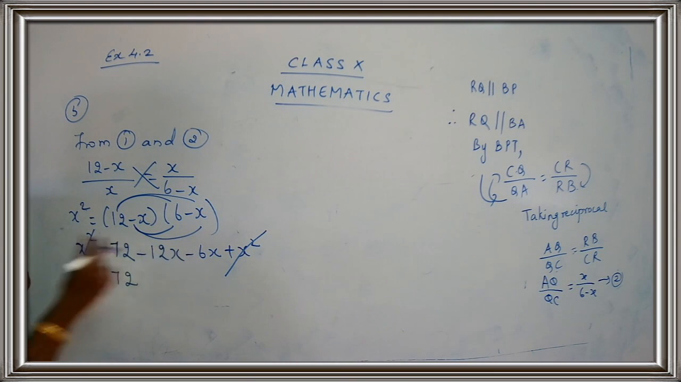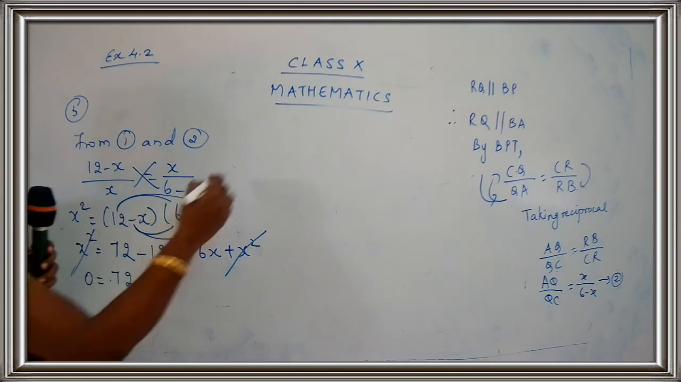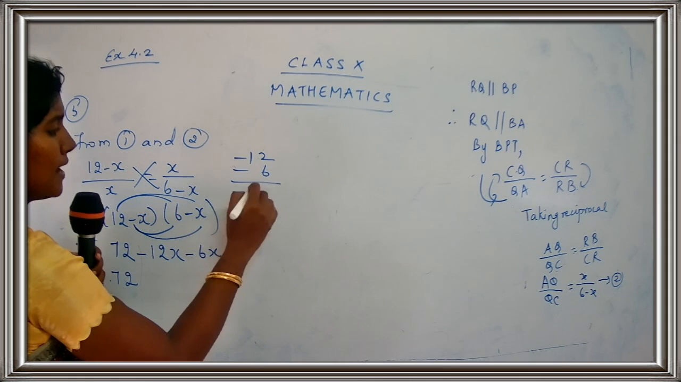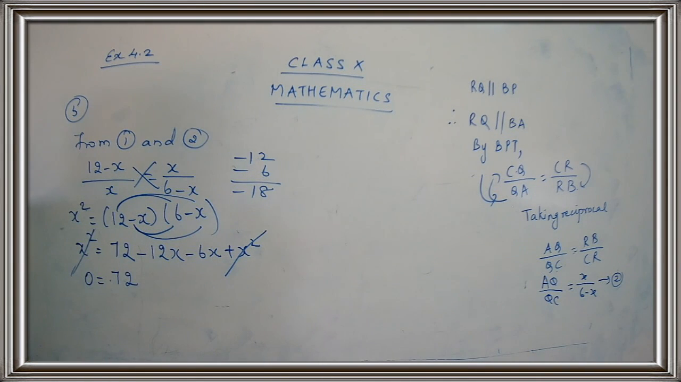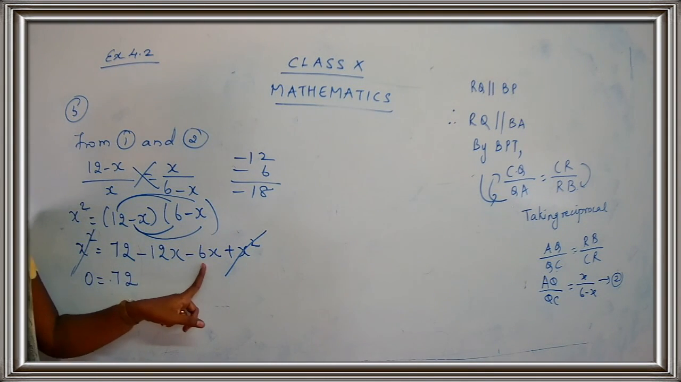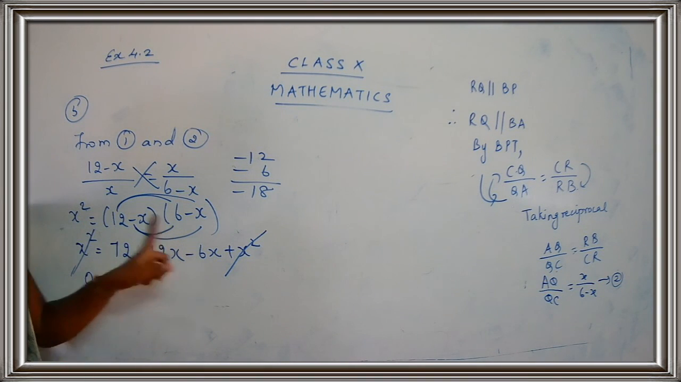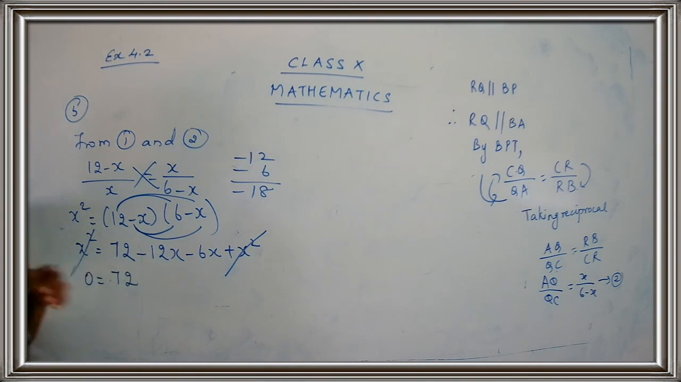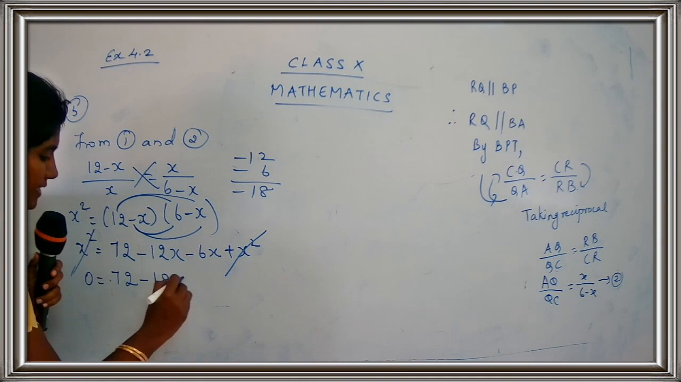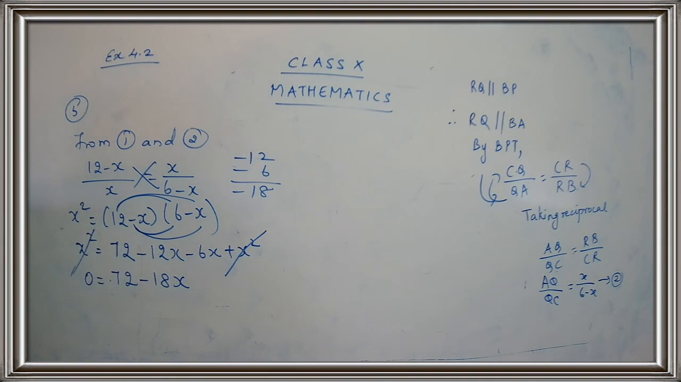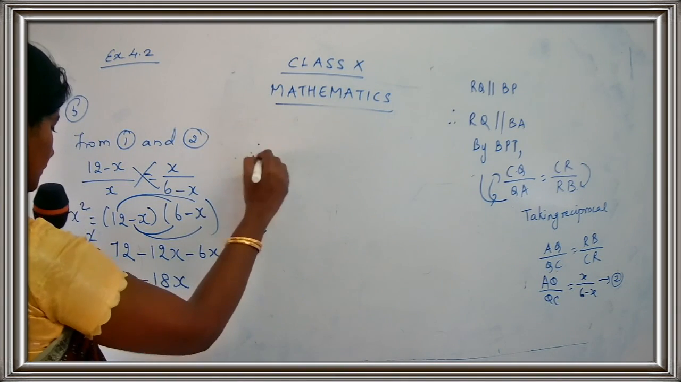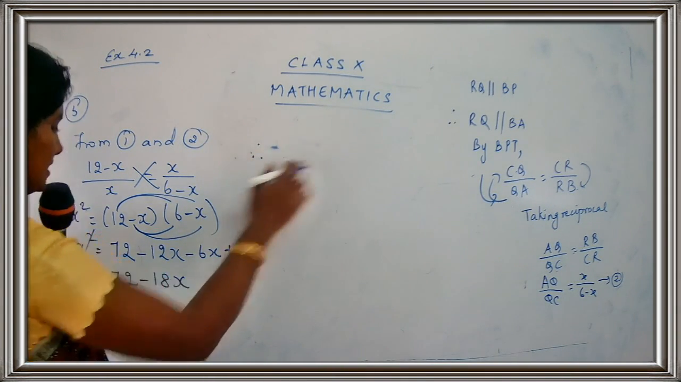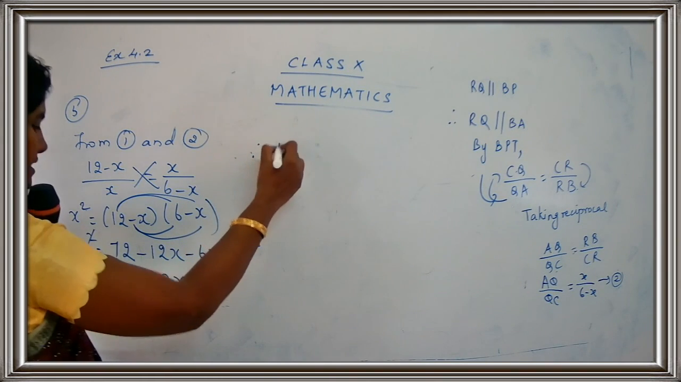I'll just do it by both the methods. So I cancelled X square and X square. Okay, children? Now what is left? Here nothing is left on the LHS, so you can put 0. On the right, 72 minus 12X minus 6X. What is minus 12 minus 6? Minus minus plus, so 12 plus 6 is 18, and the sign of the bigger number is minus. So the answer is minus 18X.